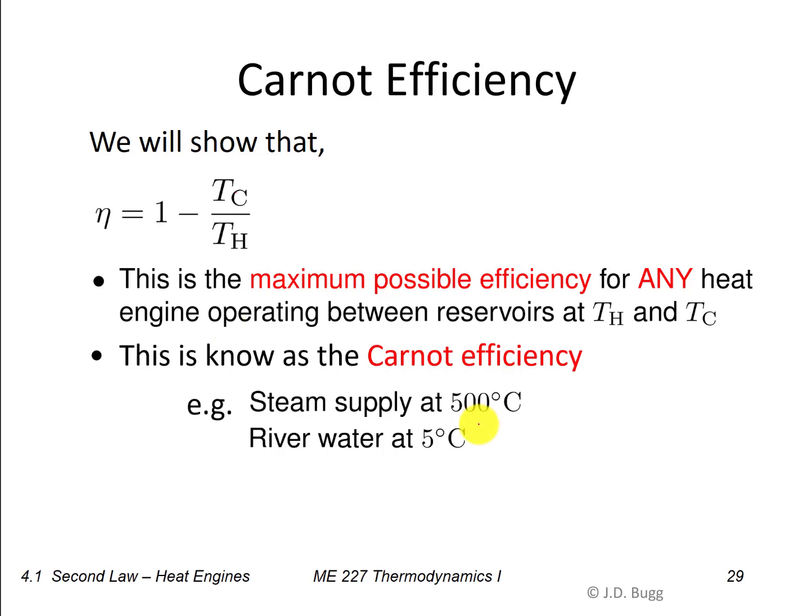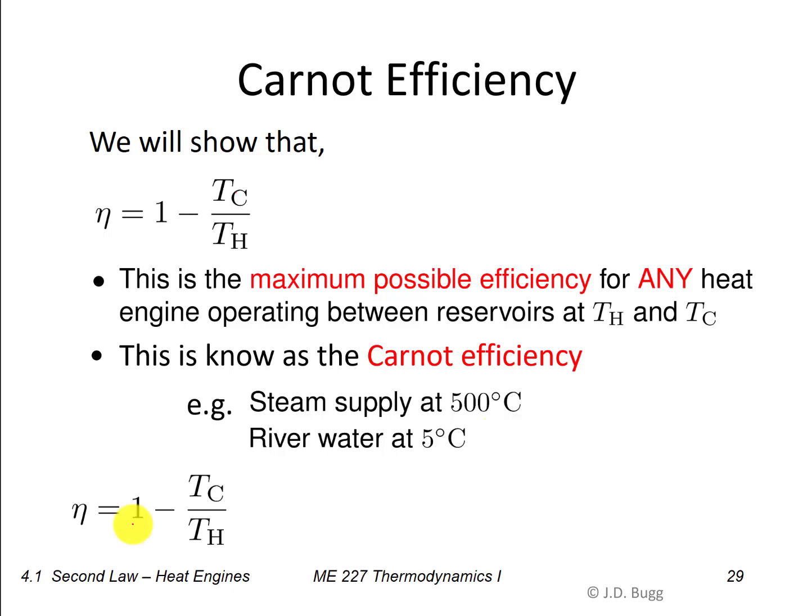And the steam is at 500 degrees C, and we're cooling that thermal power plant with a river that is at 5 degrees C. So these are the temperature limits that the heat engine is operating between, 500 degrees C and 5 degrees C. So we can use just those two temperatures to figure out what the Carnot efficiency is. So that's what we'll do here.